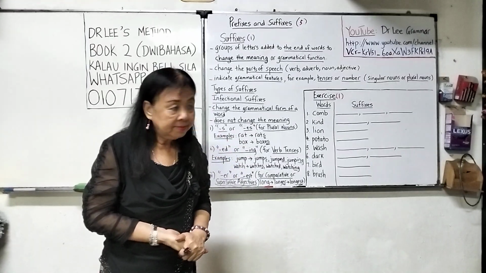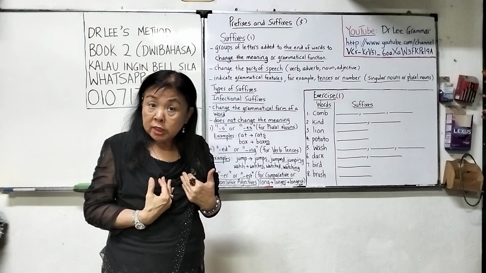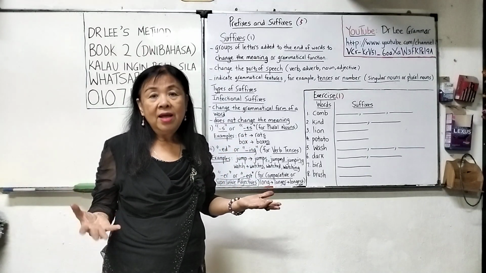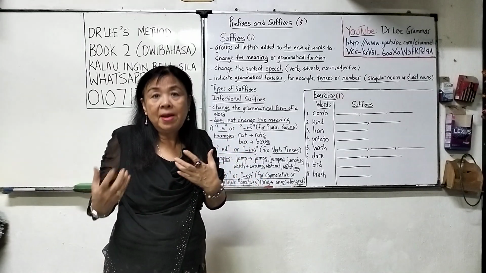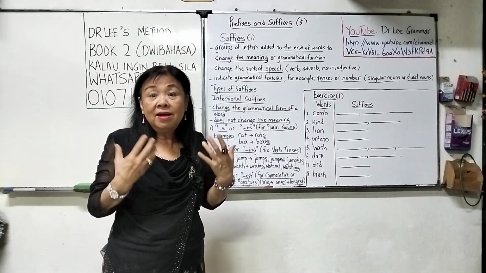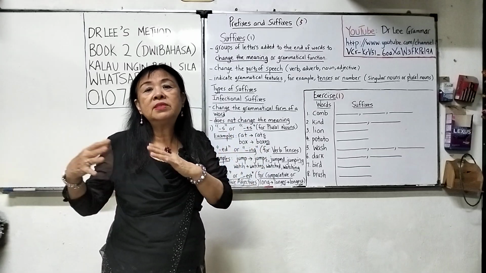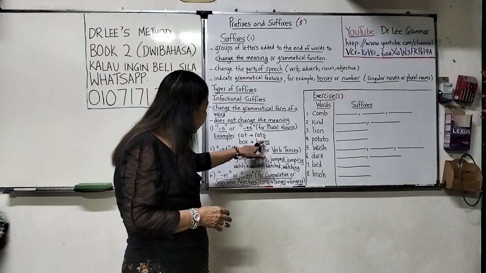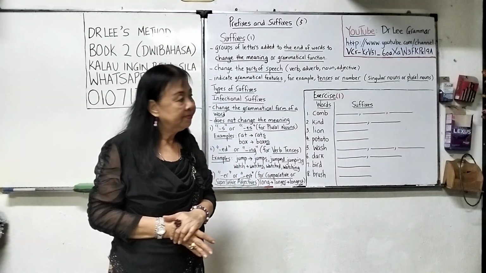Examples: rat becomes rats. Do we change the meaning? No. They are still rats. It does not mean that it becomes a rabbit. It is still a rat. The only difference is that from 1 it becomes many. So the S here is added, and the S is called a suffix.